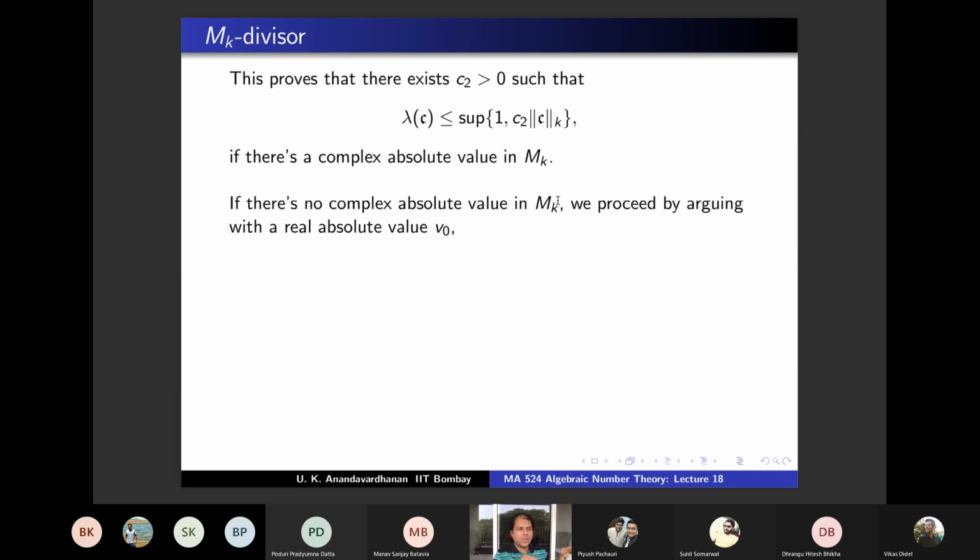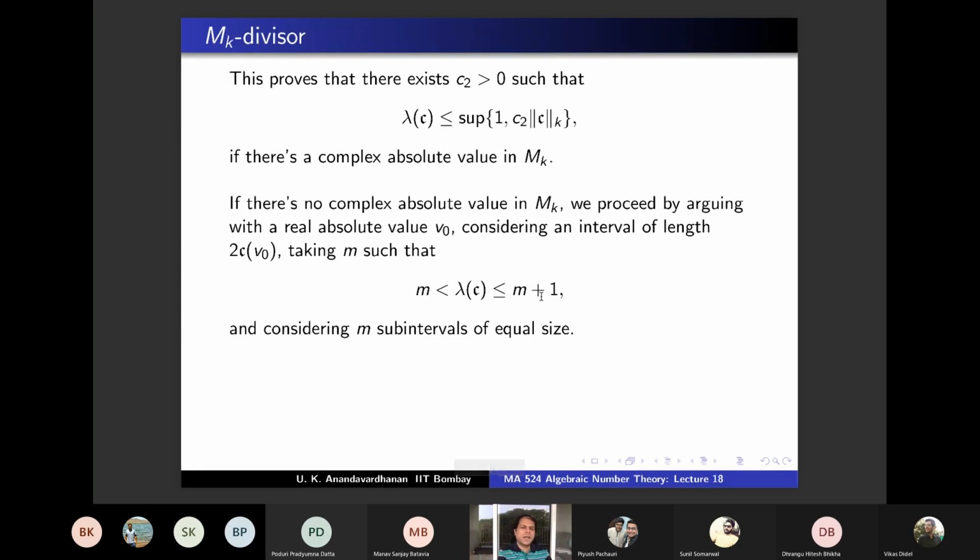So you don't have a square. So instead of a square, what will you consider on the line? You consider a line segment centered at 0 and of length 2Cv0, exactly like earlier. And this time you will cut it into m equal size pieces and you will argue with those subintervals. But that m you should choose so that m is less than lambda c less than or equal to m plus 1. Earlier you took the square root of lambda c because earlier it was a complex absolute value, there was a square involved, and for that you took the square root. Now you take lambda c such that there is no lambda c between m and m plus 1, and cut this interval of length into m equal parts and argue exactly as before.